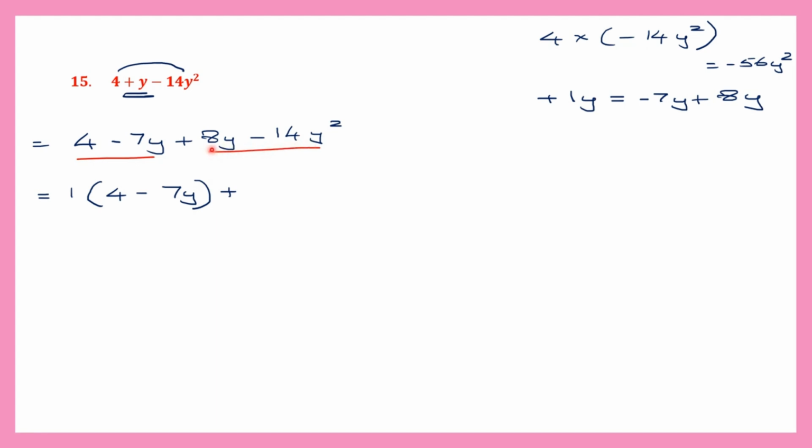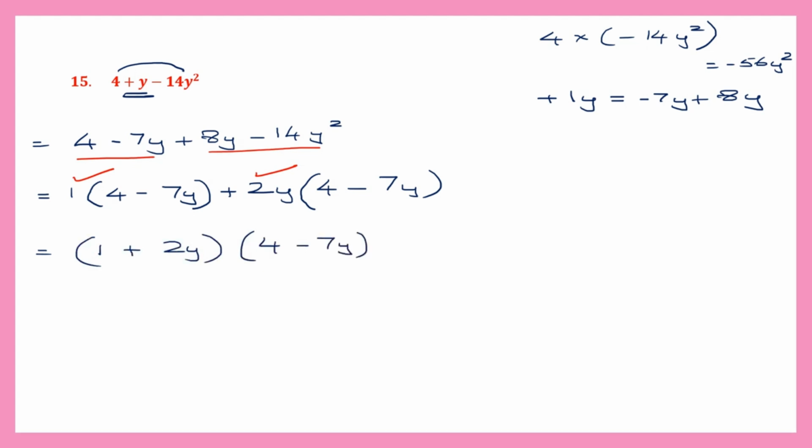What is common? 2. Both 8 and 14 are divisible by 2. So I can take 2 out, and also y. There is one y here and 2y, so I can take out 1y. So now what will I get inside? 2 4s are 8. Y is already there. I'll go to the next one. 2 into what is 14? 2 7s are 14 and there is 1y. So again you can check: 4 minus 7y, 4 minus 7y. Then here we have 1 and plus 2y. So what do I have? 1 plus 2y and here we have 4 minus 7y. So we've got our answer: 1 plus 2y and 4 minus 7y.